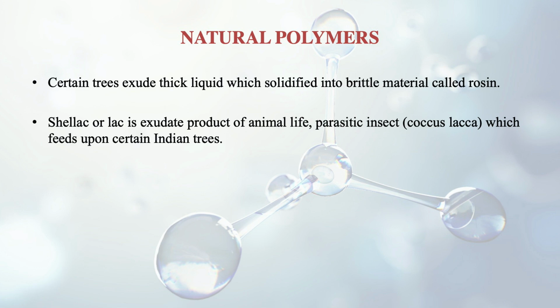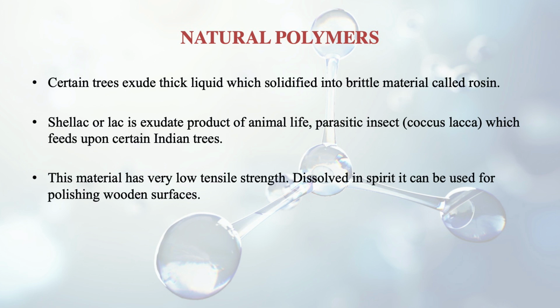Shellac or lac is an exudate product of animal life. The shellac or lac which we use comes from a parasitic insect like Coccus laca, which feeds upon certain Indian trees. This material has very low tensile strength, and on dissolving in spirit it can be used for polishing wooden surfaces. So shellac or lac is basically used for polishing wooden surfaces.